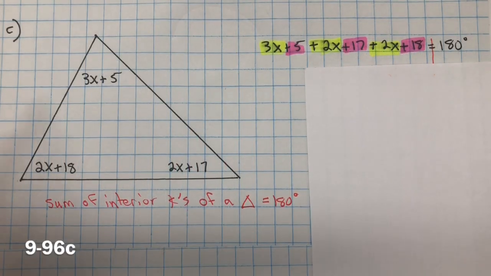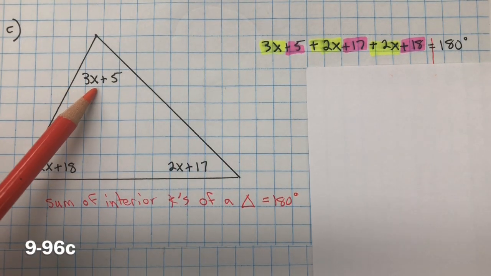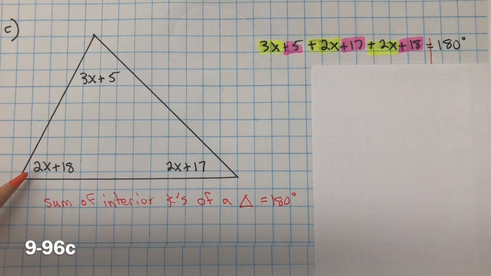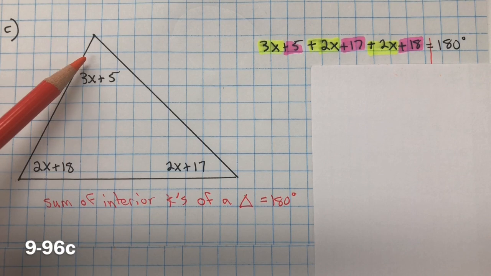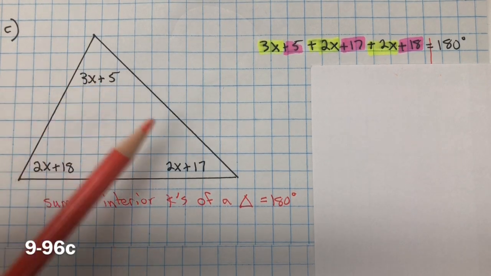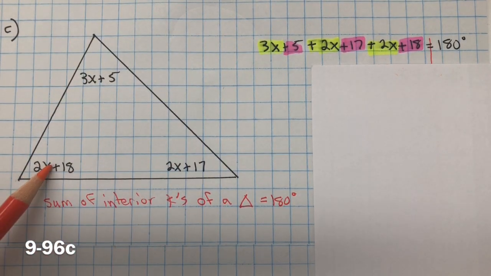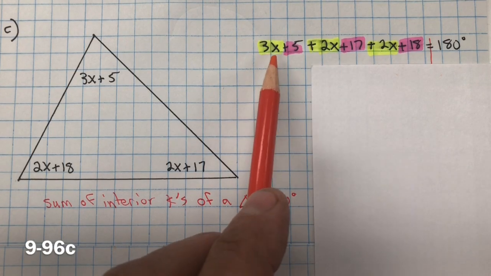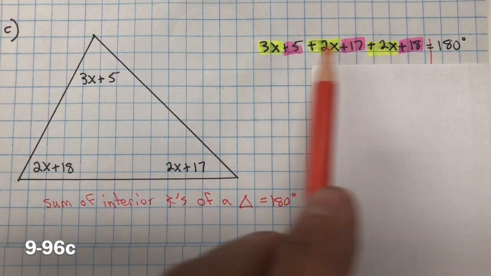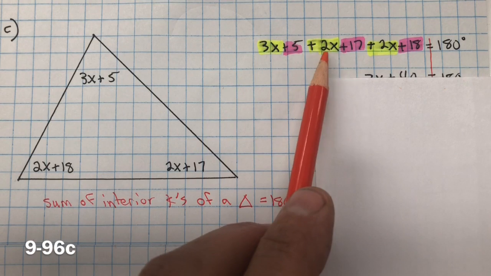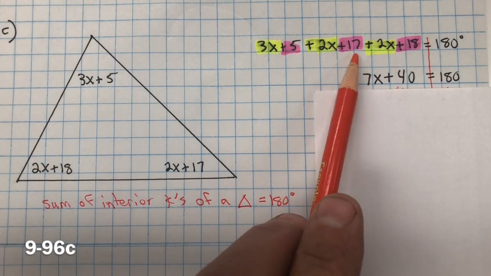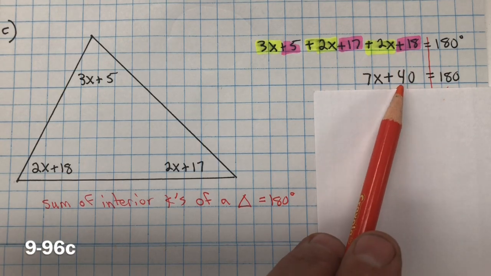For problem C, we need to find the value of x. Remember that the sum of the interior angles of a triangle equal 180 degrees. So this angle plus this angle plus this angle equals 180 degrees. So now I can combine like terms. Here, all the x's. 3x plus 2x plus 2x equals 7x. 5 plus 17 plus 18 equals 40.